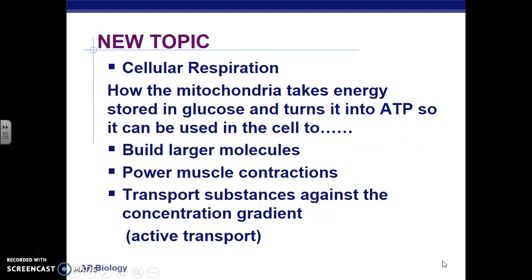Welcome to the lesson about ATP. Hopefully you just watched the lesson on oxidation and reduction reactions. Our new unit is photosynthesis and respiration, and we're starting with respiration.